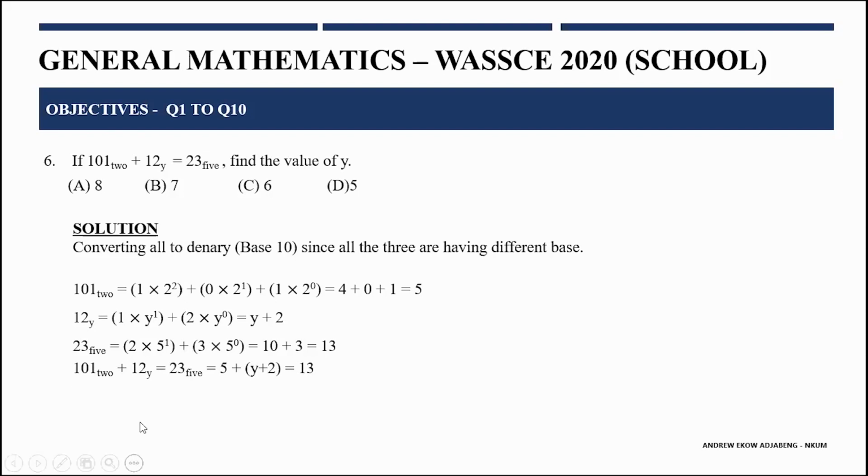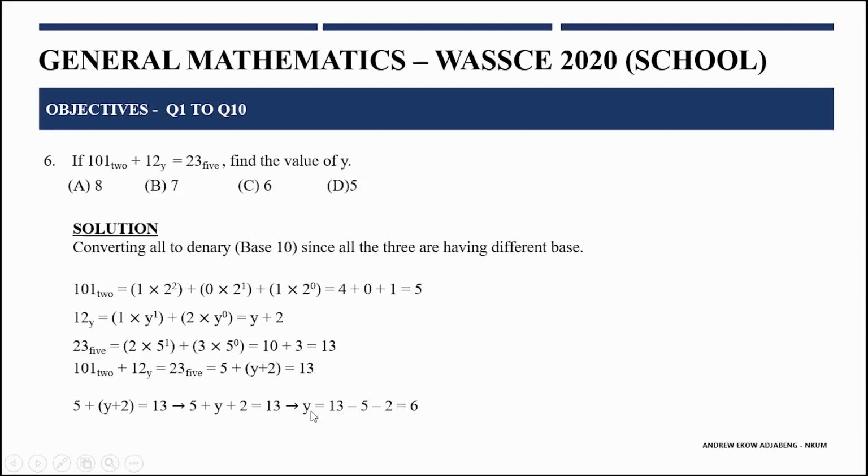Since we have these values as our end result, we can substitute them into the question and then solve for the value of y. We substitute that, and we now have 5, which is for the 101 base 2, plus y plus 2, which is for the 12y, equals 13, which is for the 23 base 5. That implies that we have 5 plus y plus 2 equals 13.